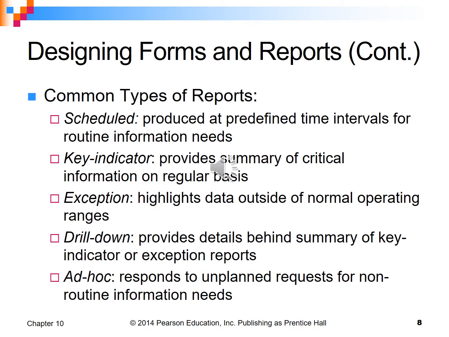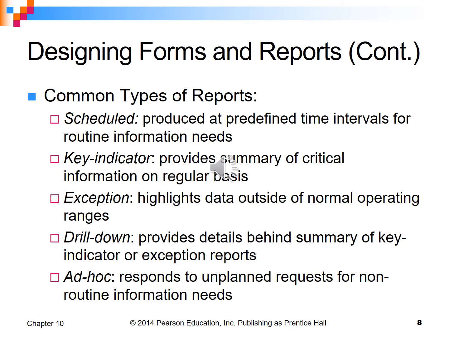Common types of report, what types of reports? We have a scheduled report, regularly produced daily, weekly, monthly, whatever, at a predefined time interval for routine information needs. Like a daily report, a monthly report, a weekly report, a yearly report. Key indicator provides a summary of critical information on a regular basis. Actually, the key indicator probably comes underneath the schedule, like quarterly. Every quarter, we accumulate how much we sell, how much we buy, the cost, the price, etc.